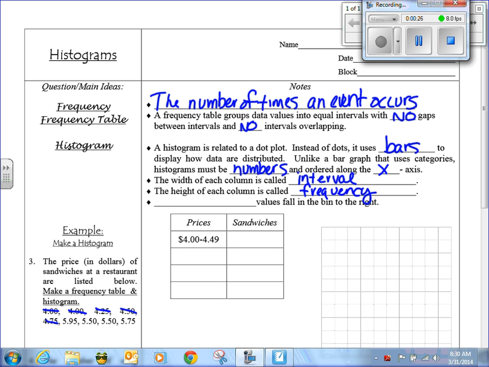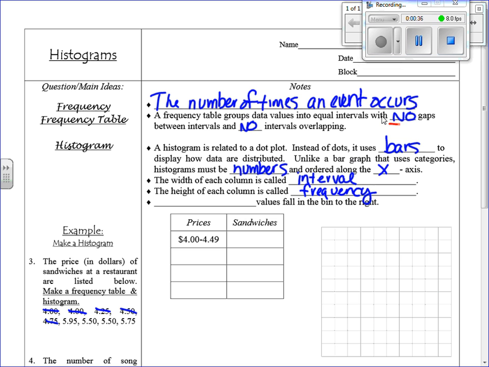Frequency is the number of times an event occurs. The frequency table groups data values into equal intervals with no gaps between intervals and no intervals overlapping. Okay. A histogram is related to a dot plot, or we would call it a line plot. Instead of dots, it uses bars to display how data are distributed. Unlike a bar graph that uses categories, histogram must be numbers and ordered along the x-axis.